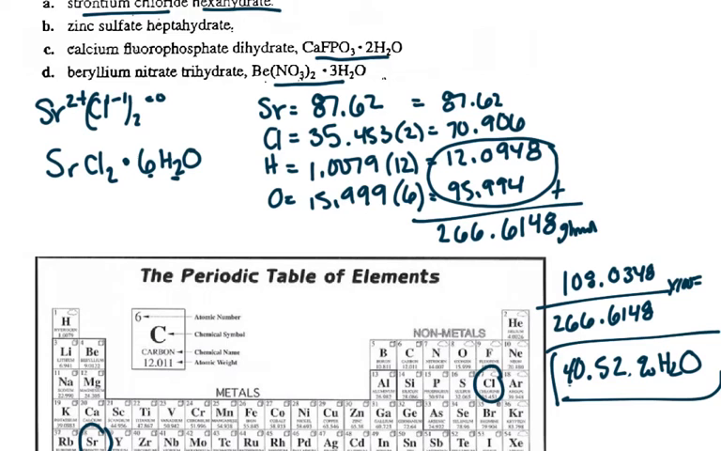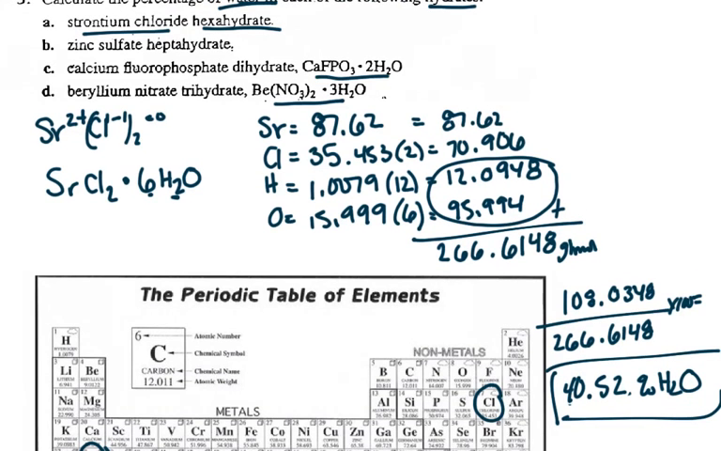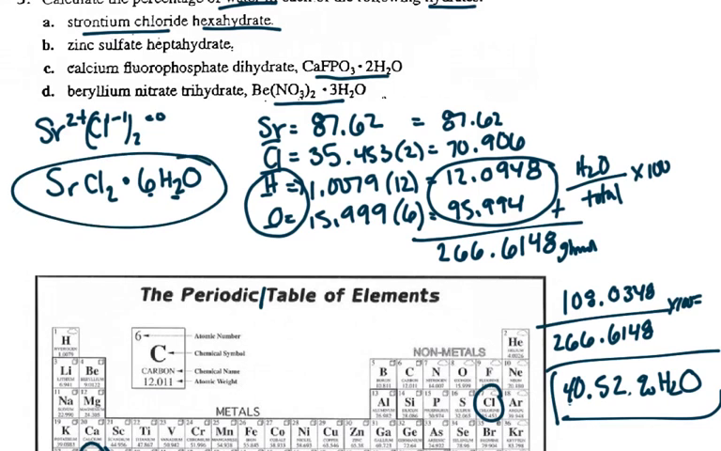So when you're finding the water, the difference here from regular percent composition is this. Regular percent composition, if I asked you to do the percent composition for every element, you would take each element and divide by the total to get the percent. But since it's asking for the water, you're taking the total water mass and dividing that by the total mass of the whole compound, and then multiplying that by 100, figuring out what percentage of that is water. So 40.52 is our answer.